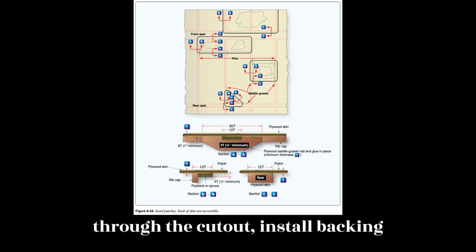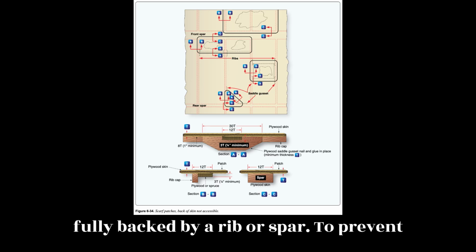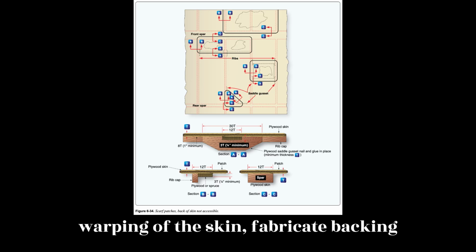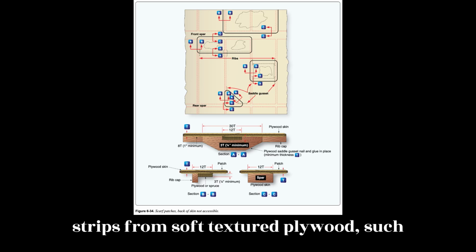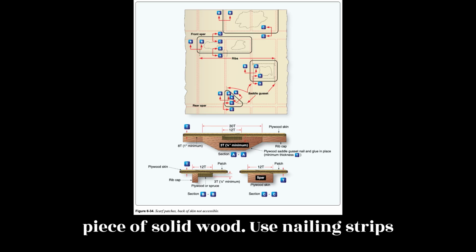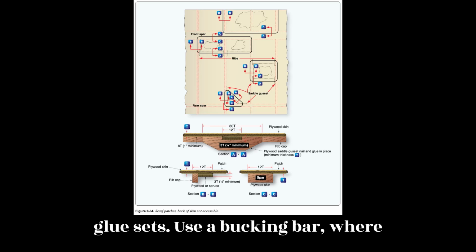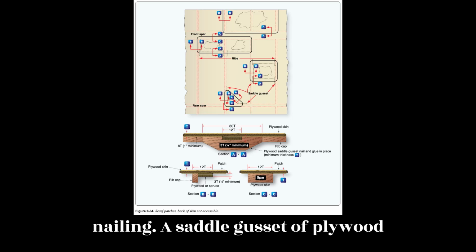Working through the cutout, install backing strips along all edges that are not fully backed by a rib or spar. To prevent warping of the skin, fabricate backing strips from soft textured plywood, such as yellow poplar or spruce, rather than a piece of solid wood. Use nailing strips to hold backing strips in place while the glue sets. Use a bucking bar, where necessary, to provide support for nailing.